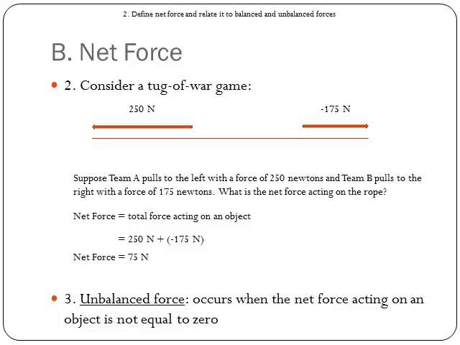This allows us here to look at what an unbalanced force is. An unbalanced force occurs whenever the net force acting on an object is not equal to zero. Notice the word not here. So anytime our net force is not equal to zero, so here we have a net force of 75 newtons, that would mean that the forces acting on this rope here are unbalanced. We could have said the same thing about the box in the previous example. Recall that that net force was 110 pounds, so that's not equal to zero, so the forces acting on that box were unbalanced.